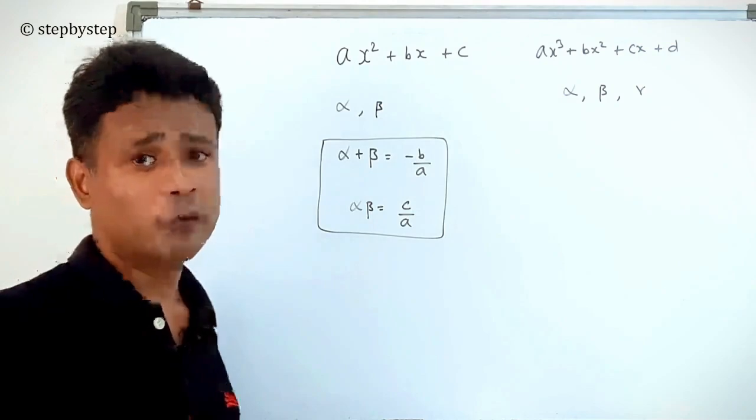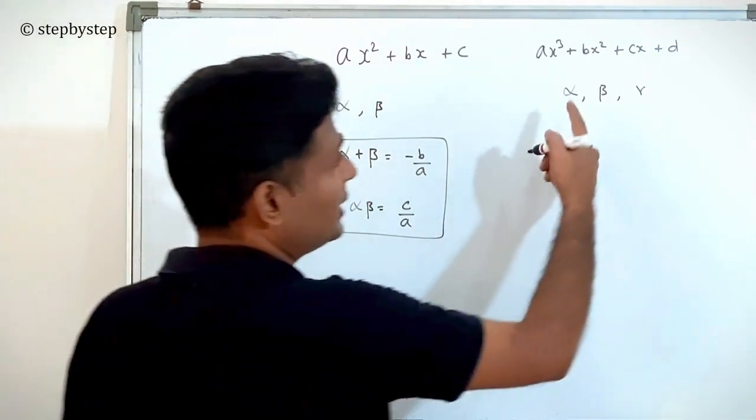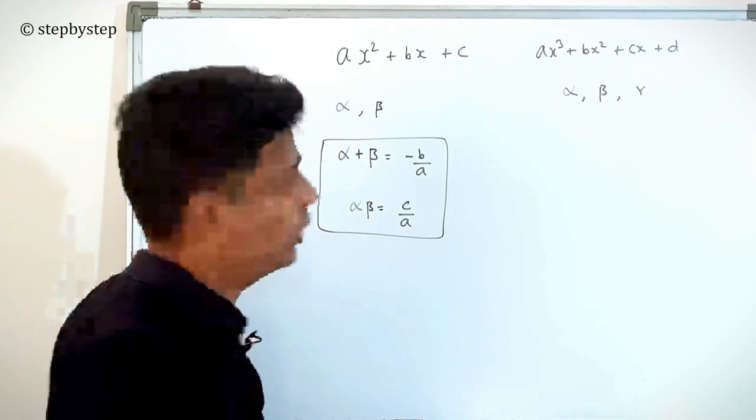So these are the two relationships between zeros and coefficients. Very important question for 10th standard: what are the relationships between zeros and coefficients for a cubic polynomial?